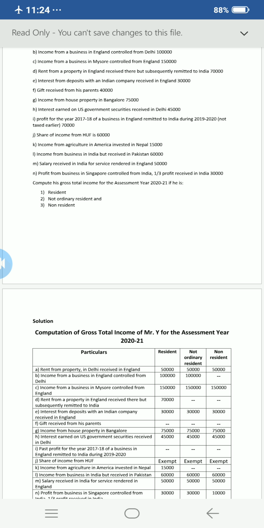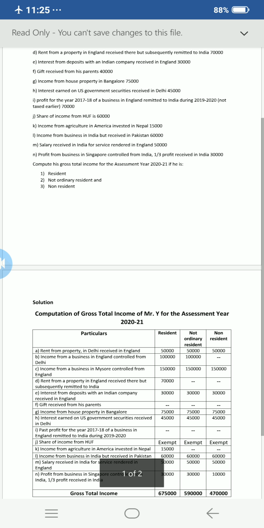Next, income from agriculture in America invested in Nepal, rupees 50,000. Dear students, if the land is situated in India, it is an agricultural income which is exempted from the tax. But here the land is situated in America. Okay, so that is why it is a foreign income which is taxable only for resident, rupees 15,000. Okay, next, you know we have discussed that past untaxed income is not taxable in the assessment year.